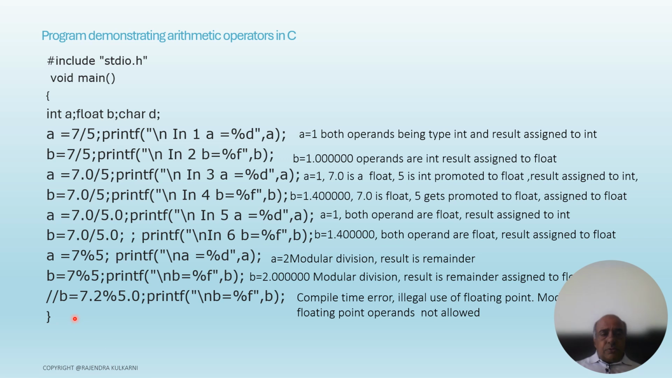When we try to do modular division on float variables, there will be a compile time error. The error states illegal use of floating point, because in C, modular division on floating point operands is not allowed.